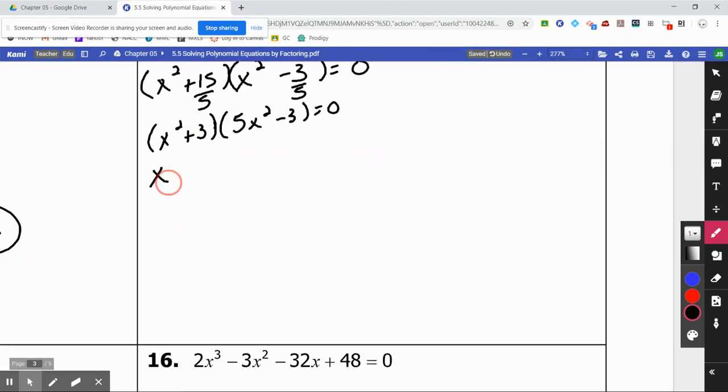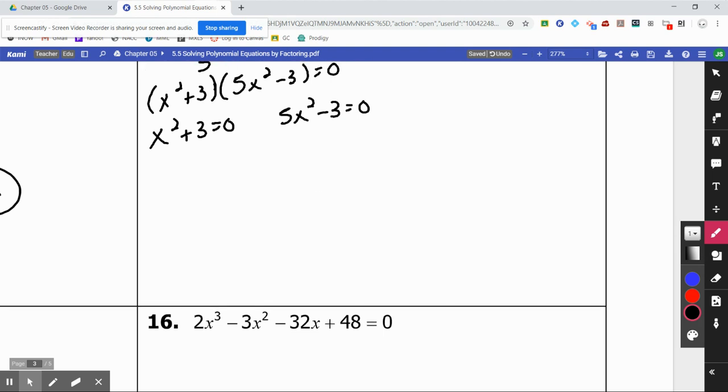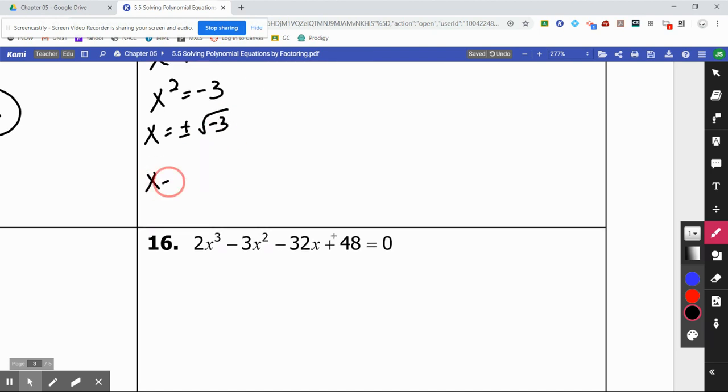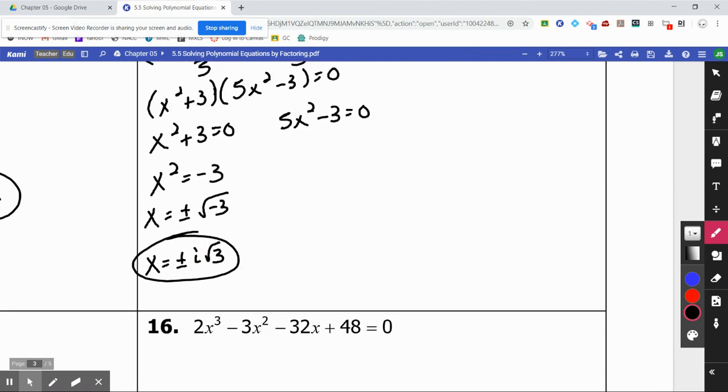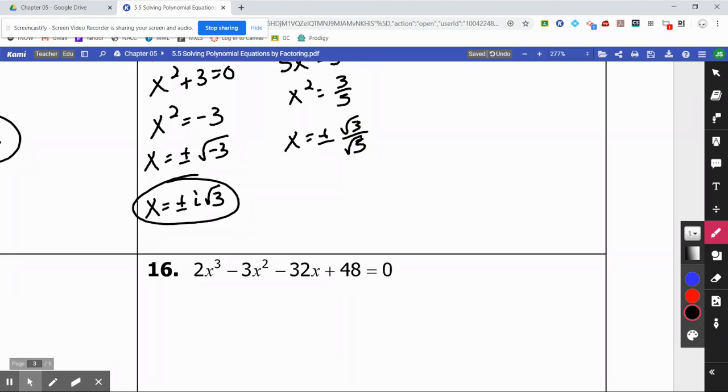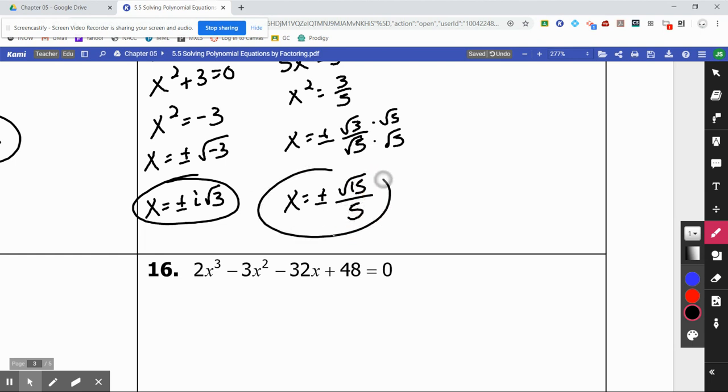Set each factor equal to 0. X squared plus 3 is equal to 0, or 5x squared minus 3 is equal to 0. Move the 3 over, gives you x squared is negative 3, so x is plus and minus the square root of negative 3. Split it into the square root of negative 1 times the square root of 3, which is i root 3. Move the 3 and the 5 over, gives you x squared is 3/5. So x is equal to plus and minus the square root of 3/5, which can be split. Let's rationalize that by multiplying top and bottom by root 5, and that's going to give you plus and minus the square root of 15 on top and 5 on bottom, and that's your other two answers.